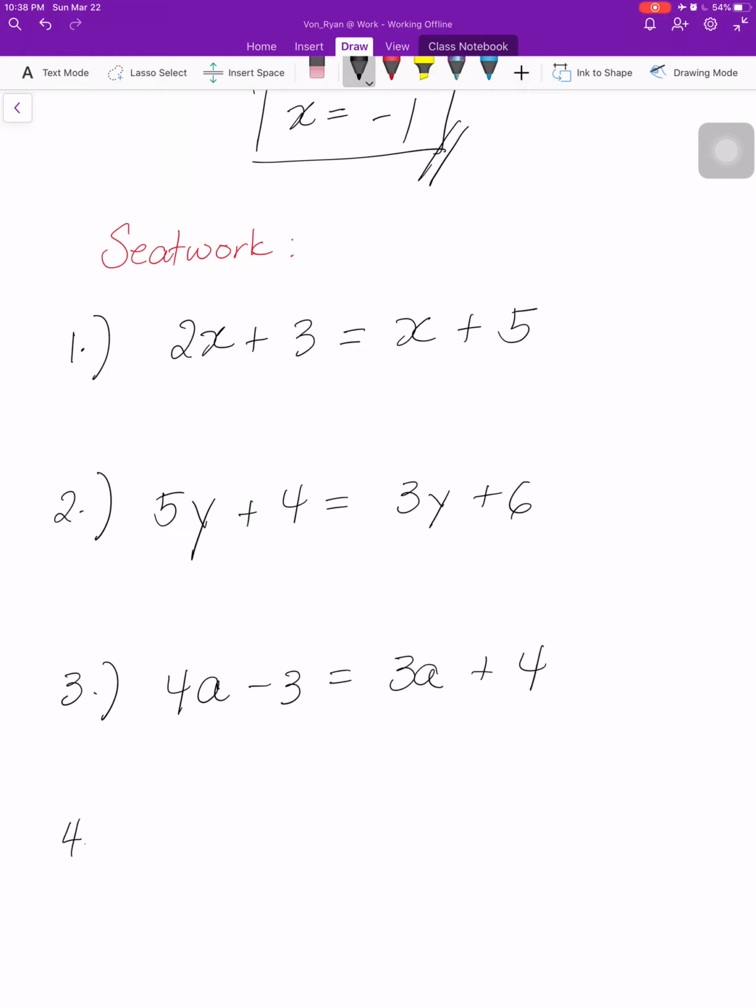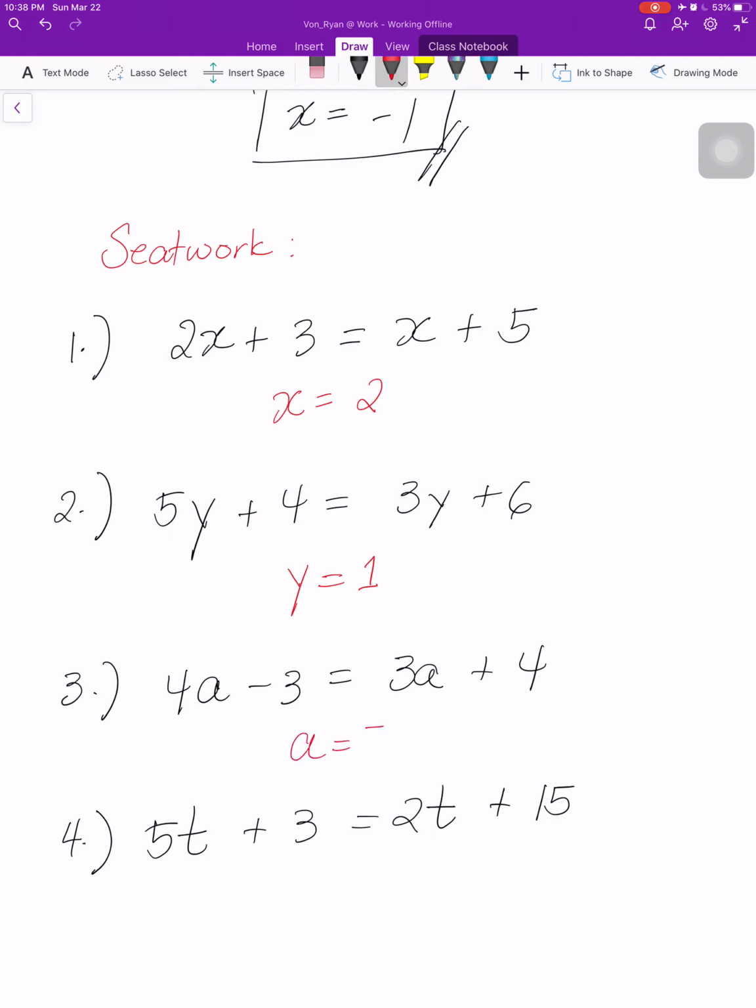And the last one is 5t plus 3 equals 2t plus 15. Now please pause the video so you can work on it. Right, so now I'm going to give you the answers. In this case, x is equal to 2. This one, y is equal to 1. Okay. This one, a is equal to 7. And then here, t is equal to 4.